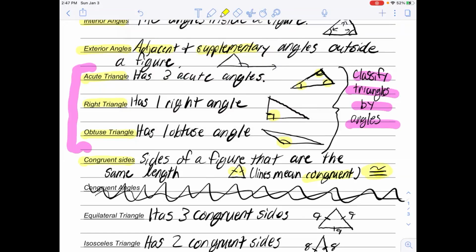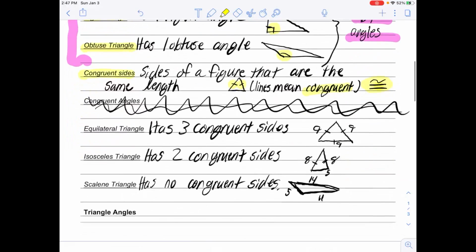Congruent is basically equals, but for geometry. It means they're the same in every way. So we use the equal sign with that little squiggly over it. That means congruent. And those little lines on the sides might mean congruent. You can cross off the word congruent angles because we had that vocabulary word in our last video.